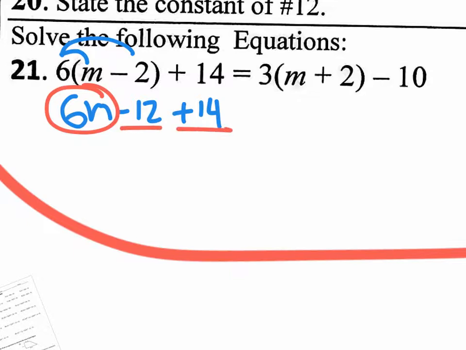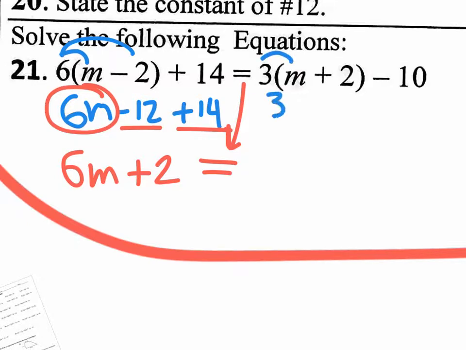You're just going to do this in your head. If you owe somebody $12 and you have $14, how do you end up? You have $2 left over. Let's bring down the 6m and the equal sign. There it is. And over here, you're going to distribute. 3 times m is 3m. 3 times 2 is positive 6. Bring down the minus 10. And out of those 3 terms, you could combine the positive 6 with the negative 10.